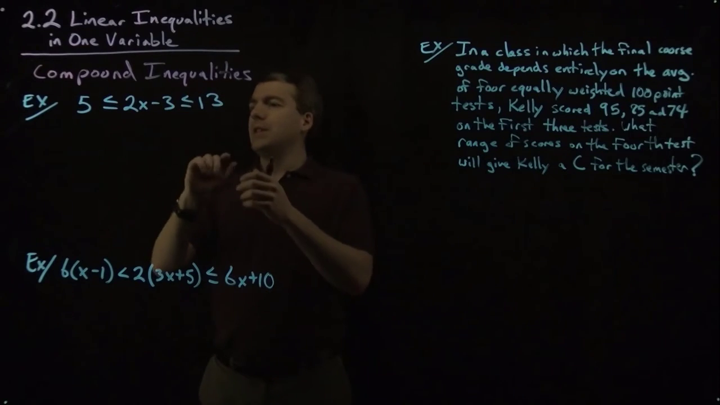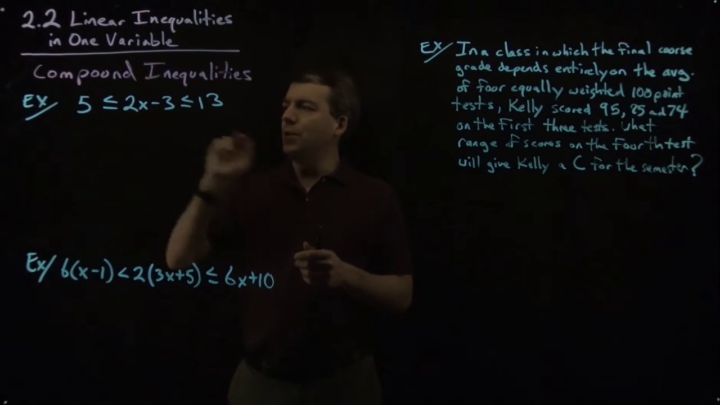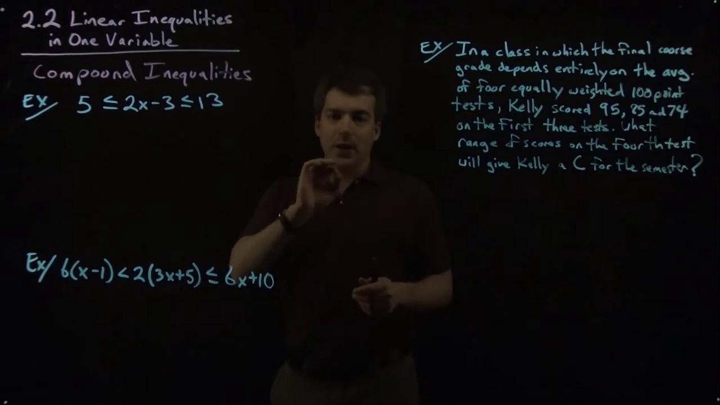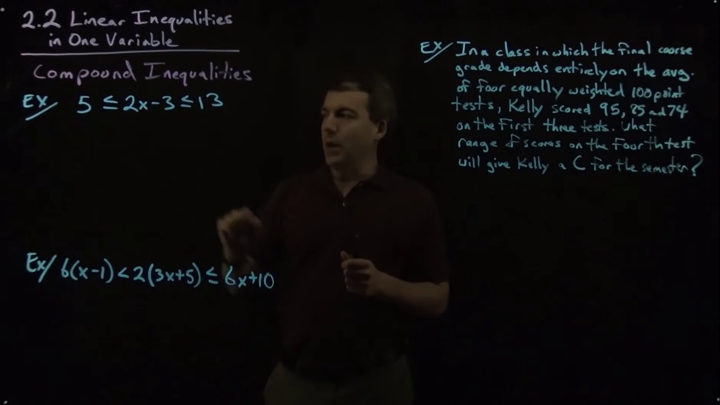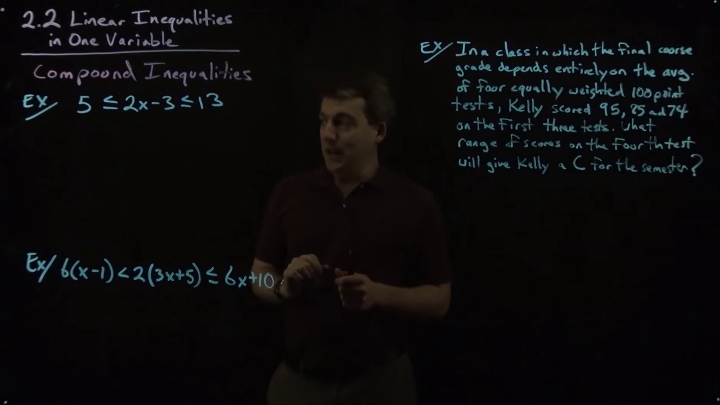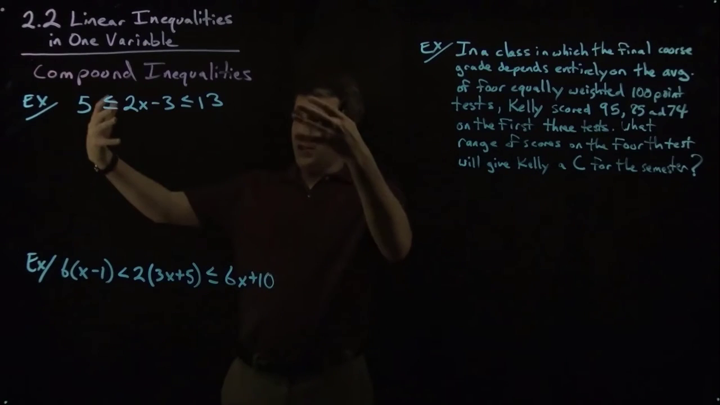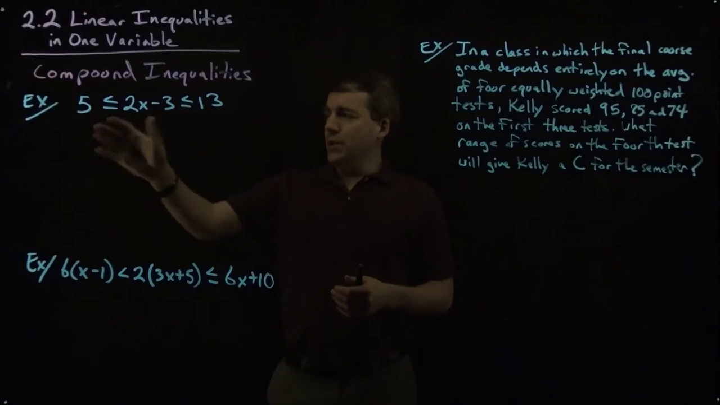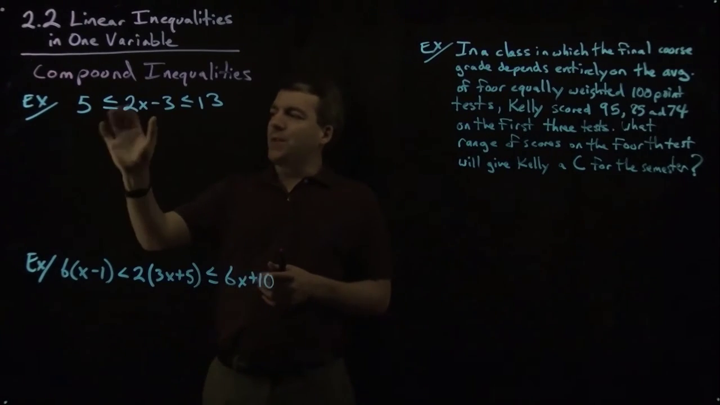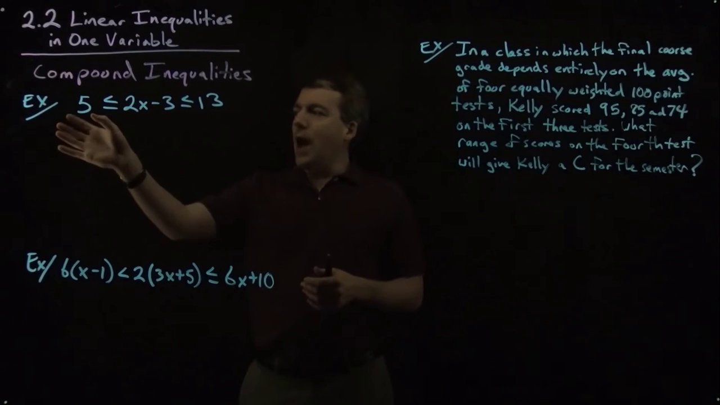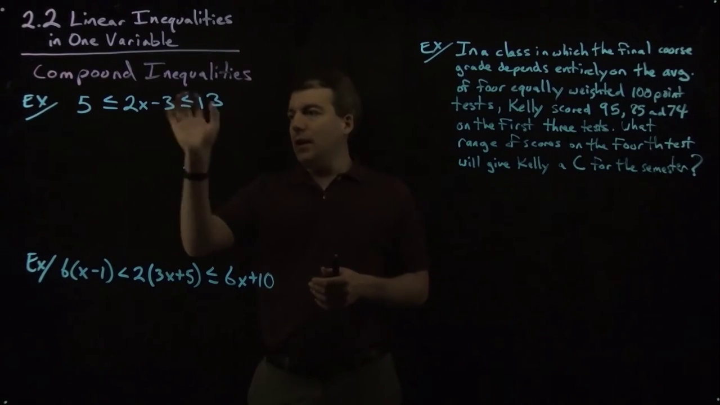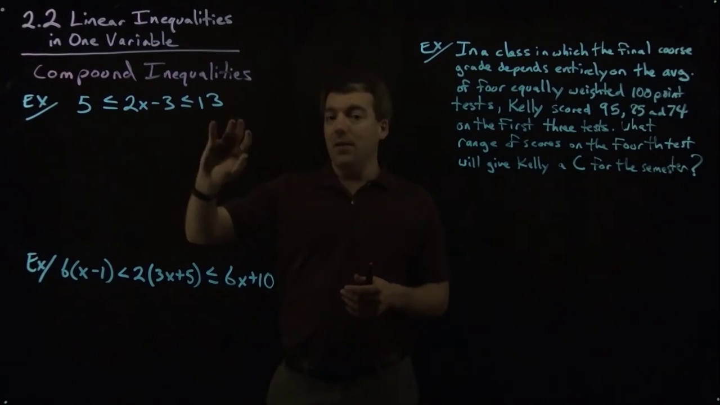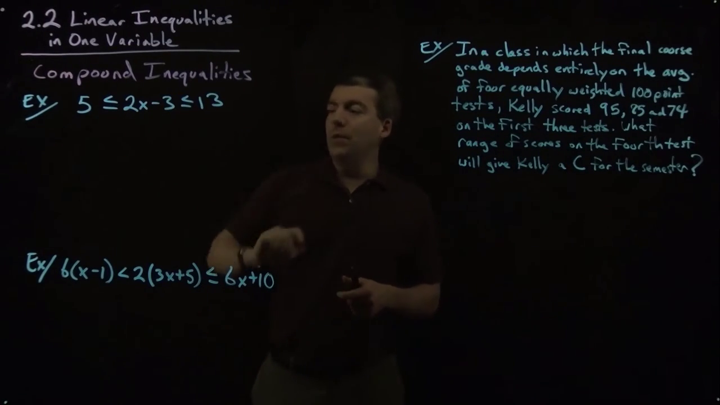So we have this 5 is less than or equal to 2x minus 3. That's 1 inequality. And we're considering this together with the other one, 2x minus 3 is less than or equal to 13. Right? And so we just merge them into one statement like this. Okay, so to solve this, well, what we would do if we just had this 5 less than or equal to 2x minus 3, we'd want to add the 3 to both sides. It's the same step we'd want to take if we had 2x minus 3 is less than or equal to 13. We'd want to add 3 to both sides. So we'll add 3 to all 3 sides.